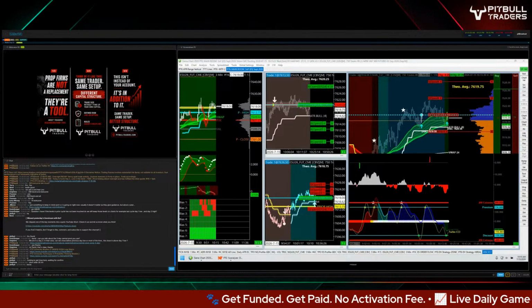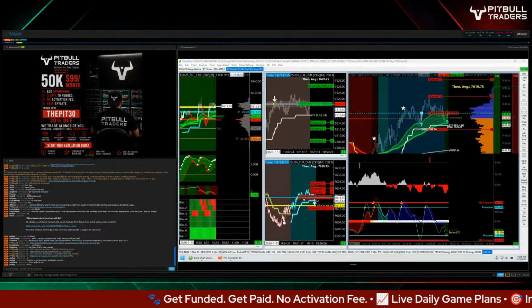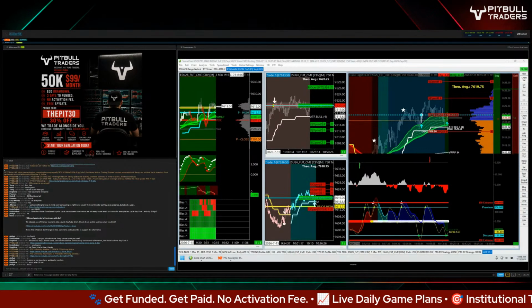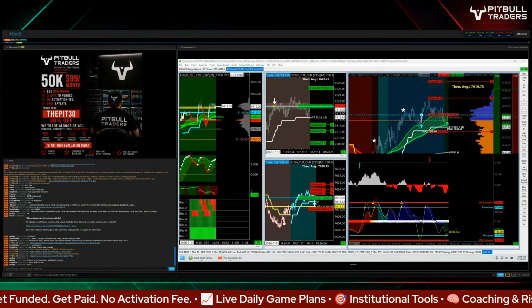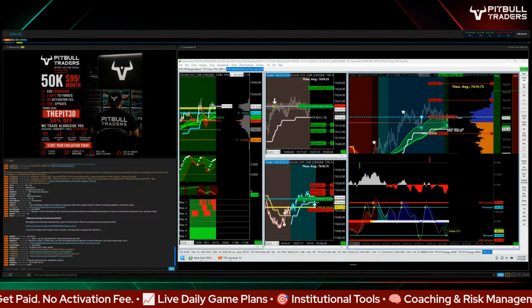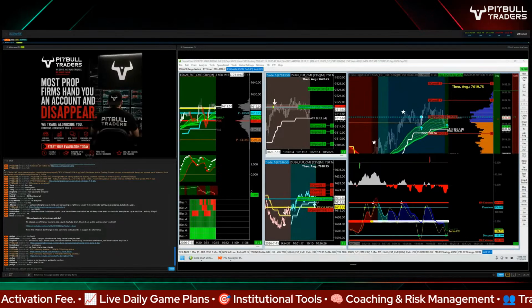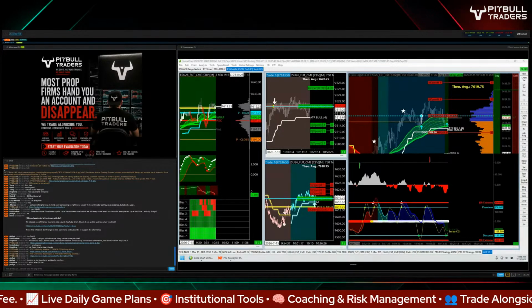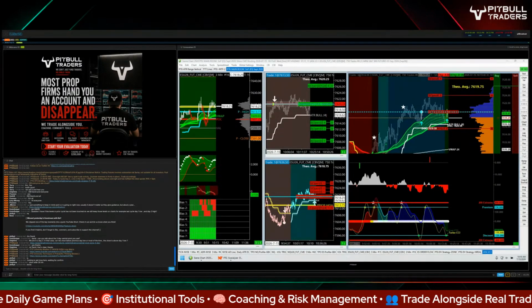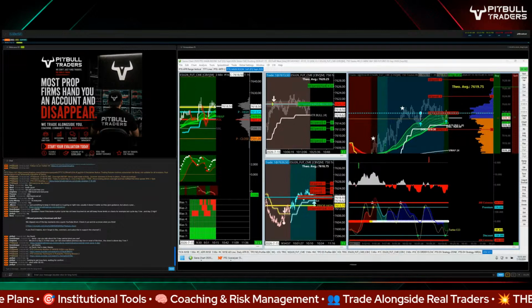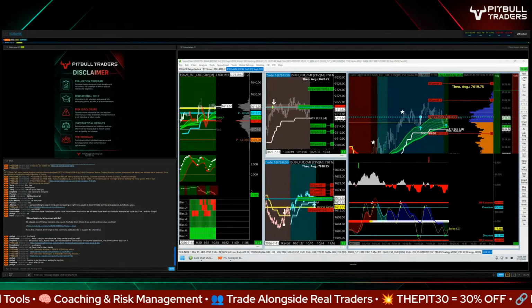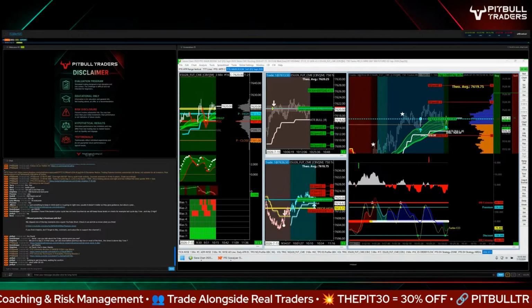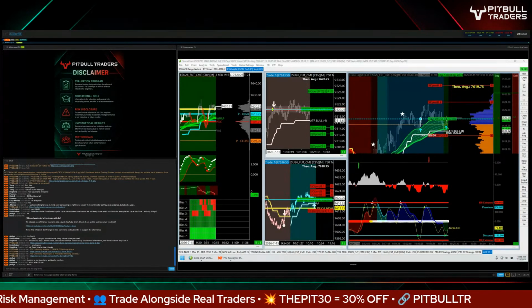Certainly needs to hold around the 15s on the pullback, right? 13s, 15s. Yeah, John says we just need a tape bomb, right?